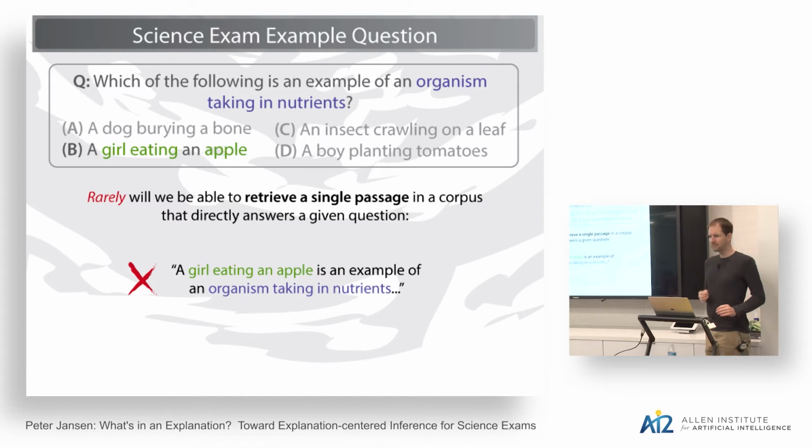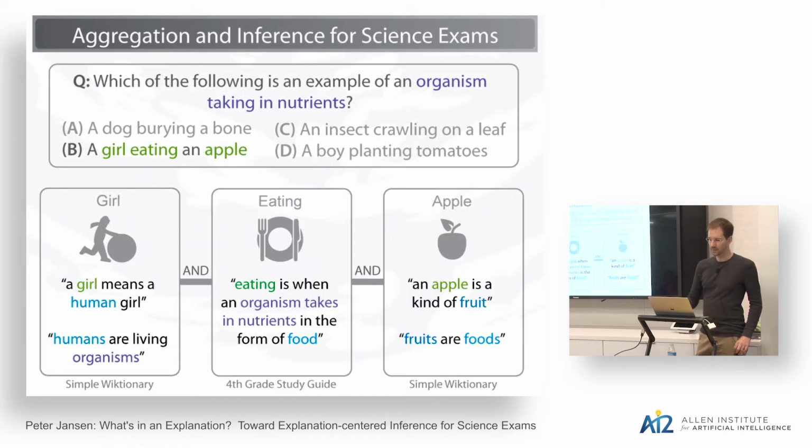And so very rarely for these complex inference questions are we lucky enough that in some corpus we're going to find a passage that directly answers this. Even if your corpus is the size of the web, it's really unlikely that it's going to happen in general. More likely, what we need to do to solve this question while producing a human-readable explanation is to aggregate a variety of different pieces of knowledge from a variety of different sources. And so we need to know that a girl means a human girl, that humans are living organisms. Maybe we find this information in simple Wikipedia.